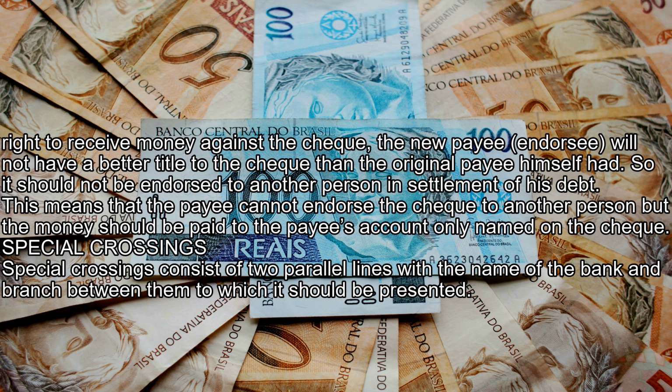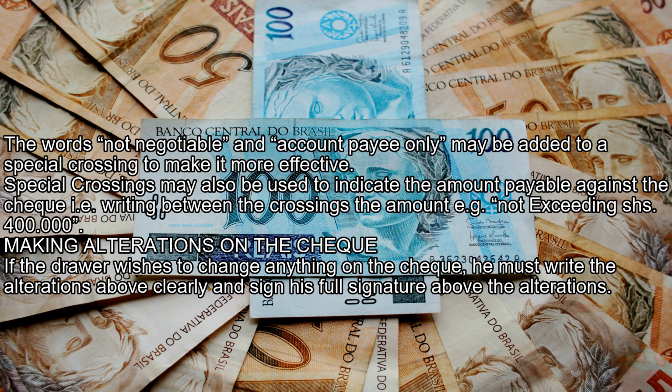Special crossings. Special crossings consist of two parallel lines with the name of the bank and branch between them to which it should be presented. Commerce Banking 2. The words not negotiable and account payee only may be added to a special crossing to make it more effective.